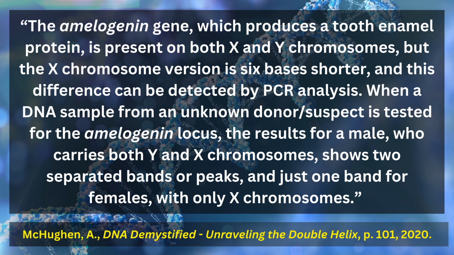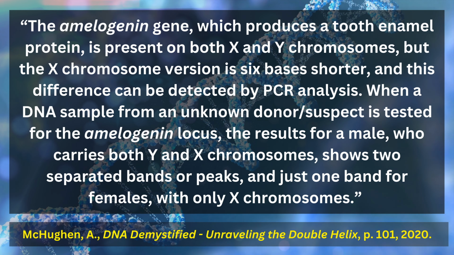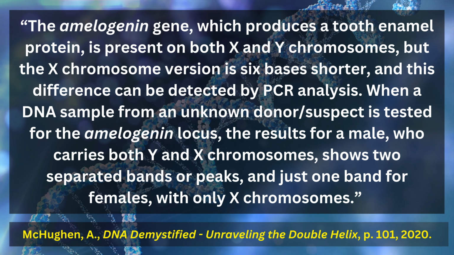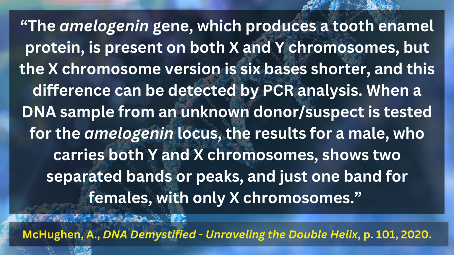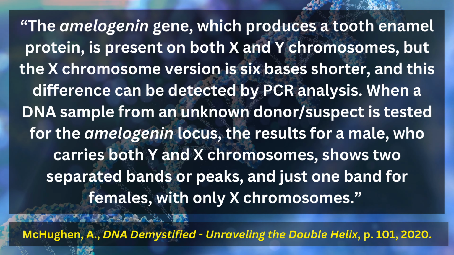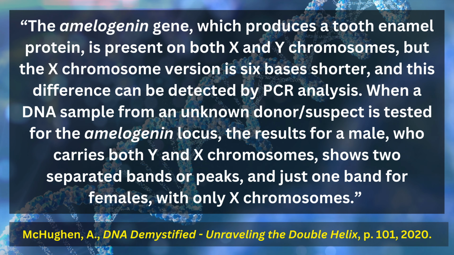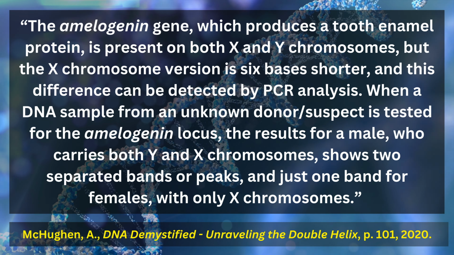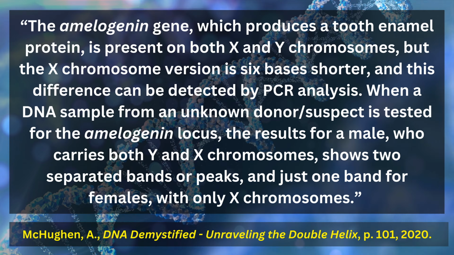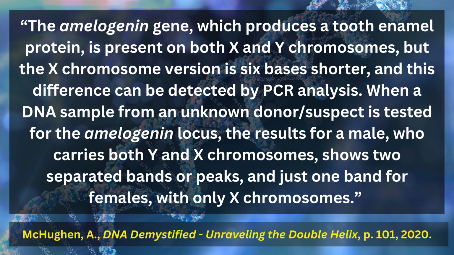Let's go back to this quote from the geneticist that explains how this test can be utilised in these scenarios. The amelogenin gene, which produces a tooth enamel protein, is present on both X and Y chromosomes, but the X chromosome version is 6 bases shorter, and this difference can be detected by PCR analysis. When a DNA sample from an unknown donor or suspect is tested for the amelogenin locus, the results for a male who carries both Y and X chromosomes shows 2 separated bands or peaks, and just 1 band for females with only X chromosomes.